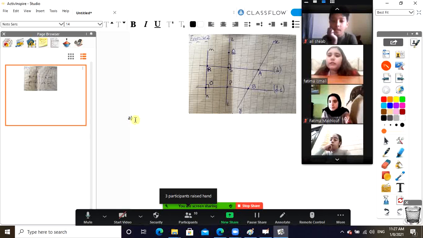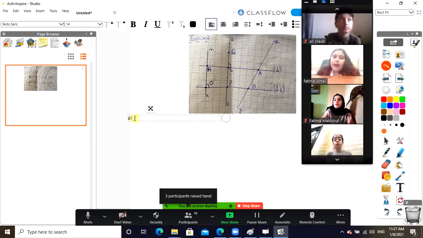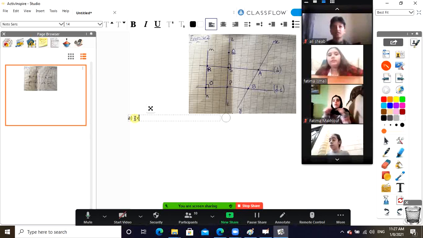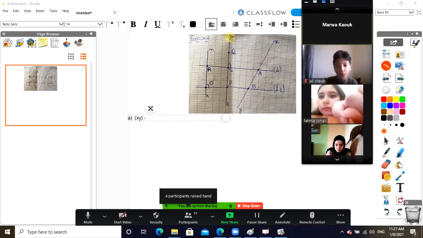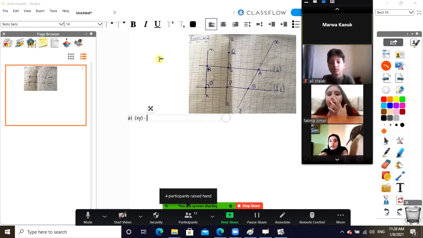XY. How can I write XY? Between what? Parentheses, not brackets. Good. Between parentheses, (XY). Can you give me another straight line? (ZT). Very good. Also parentheses. Just a minute till I write (ZT).